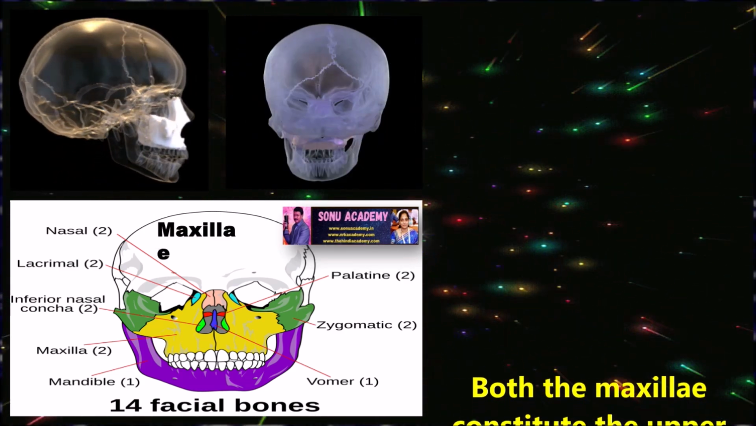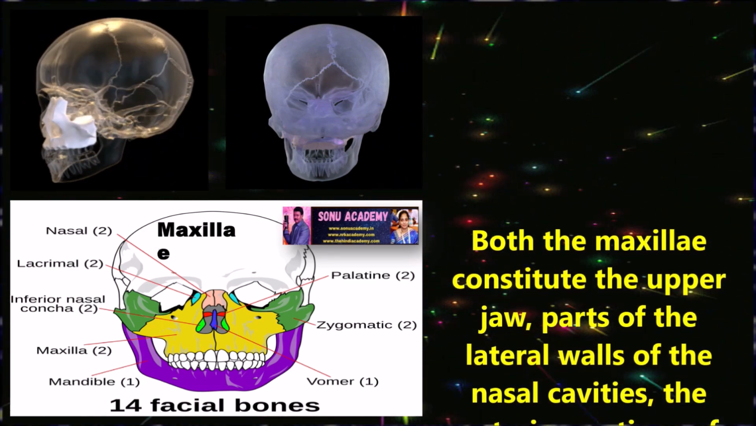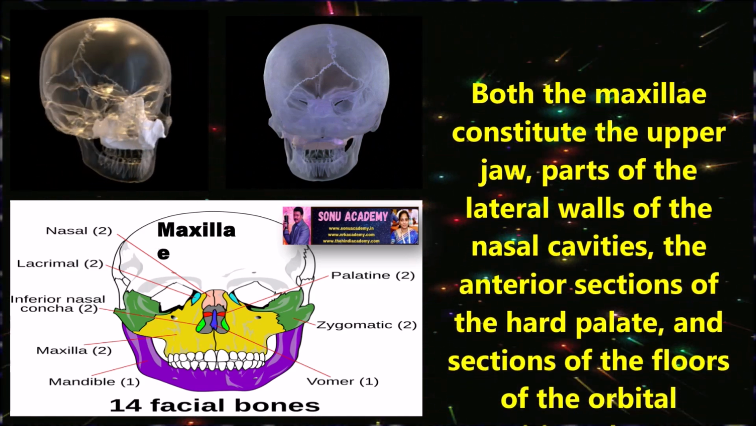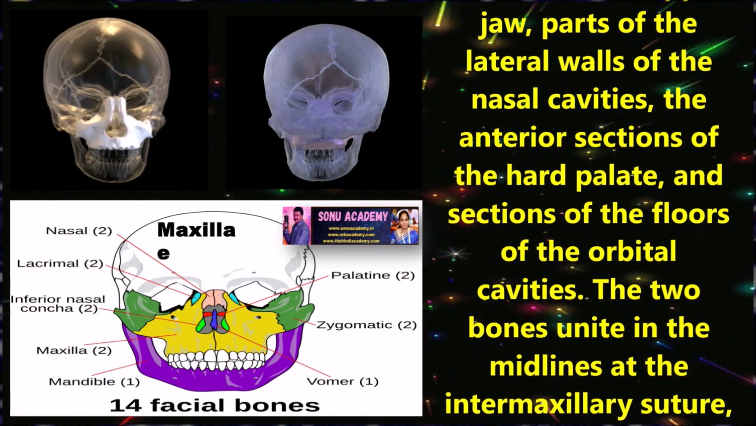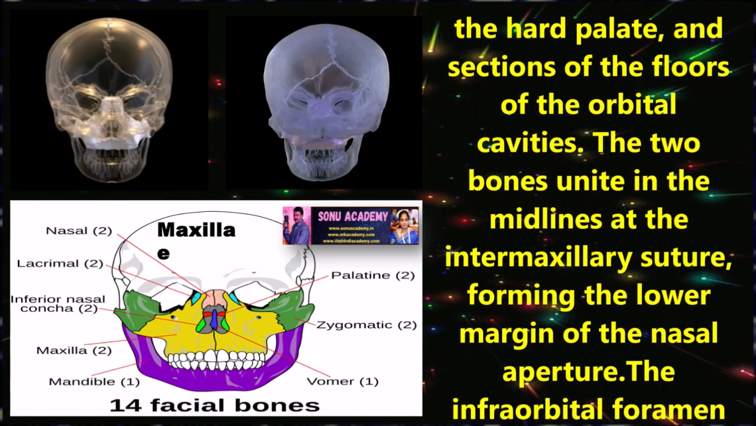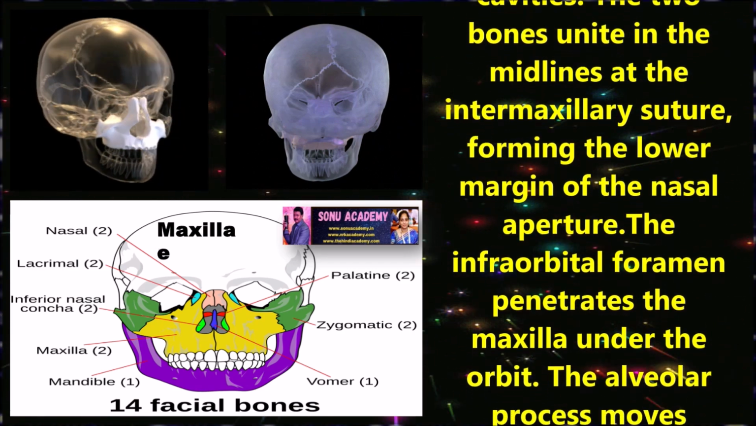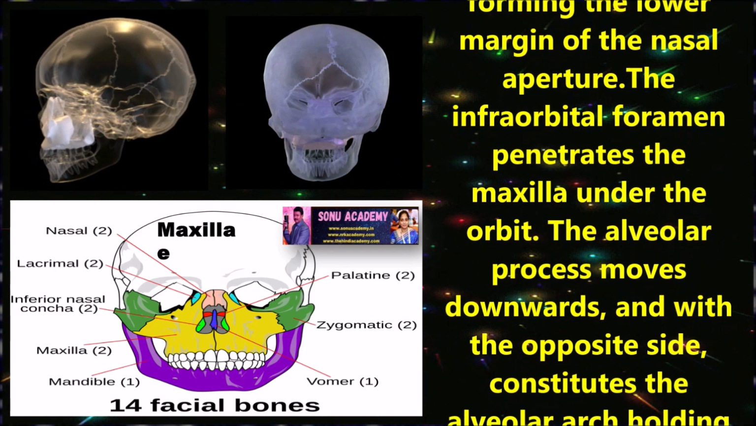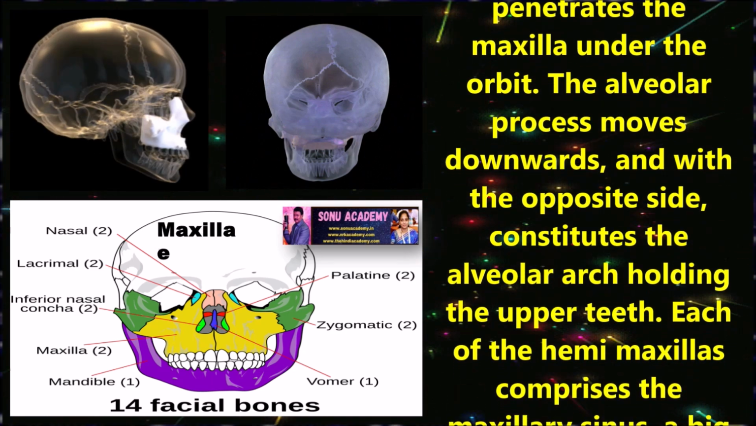Children, let us discuss the maxillae. The two maxillae constitute the upper jaw, parts of the lateral walls of the nasal cavities, the anterior sections of the hard palate and sections of the floors of the orbital cavities. The two bones unite in the midline at the anterior nasal spine, forming the lower margin of the nasal aperture. The infraorbital foramen penetrates the maxilla under the orbit. The alveolar process moves downwards and with the opposite side constitutes the alveolar arch holding the upper teeth.